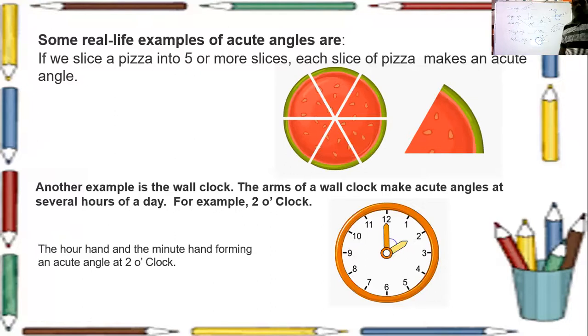If you take a wall clock, suppose 2 o'clock, the angle between the two needles, they are very near, so the angle will be less. If they are very far away, then the angle will be more. So in day-to-day regular life also, you can see angles. Pizza is the best example.